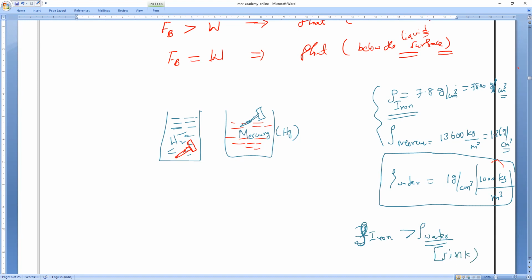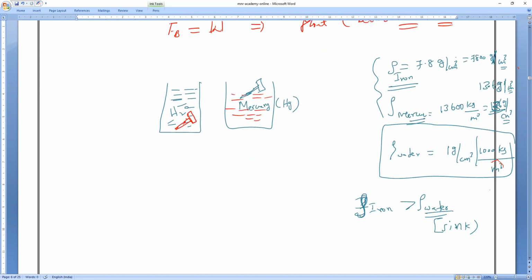Now, all of you observe mercury. What is the mercury density? It is 13.6. Please note it, everybody, the unit will be changed. Kilogram per cubic meter. Iron is 7,800 kilogram per cubic meter. Units are wrong otherwise. Kilogram per cubic meter.